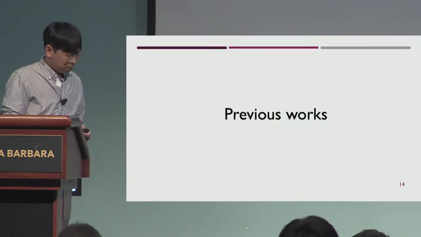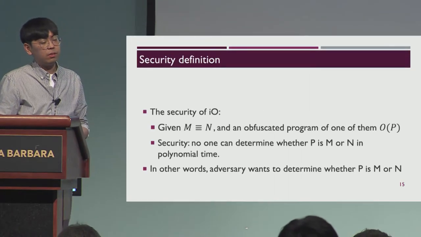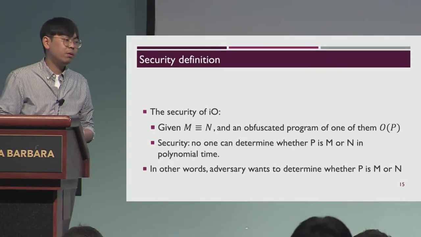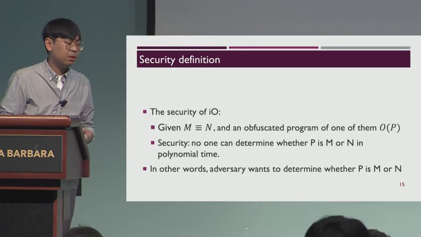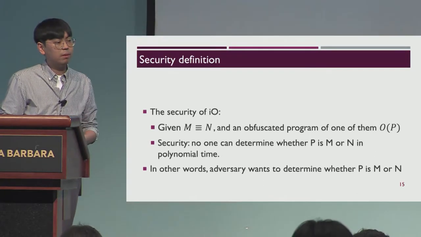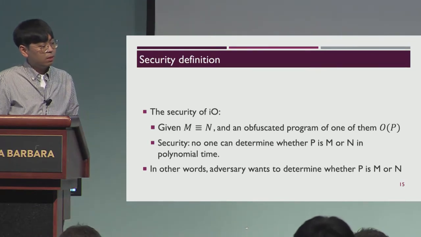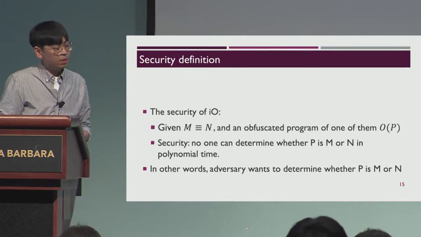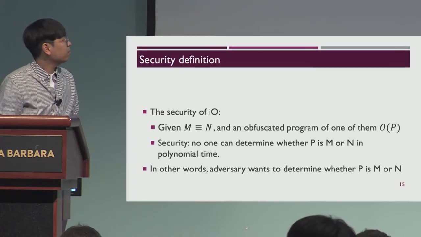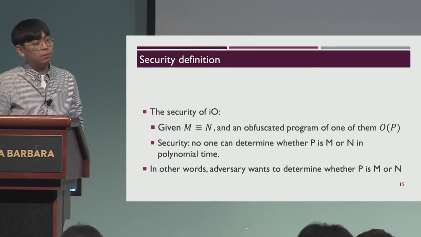Now I talk about previous work. First, we recall the security definition of IO. When you have two equivalent programs, M and N, and one obfuscated program of one of them called OP, then security of IO is that no one can determine whether P is M or N in polynomial time. In other words, the attacker wants to determine whether P is M or N.